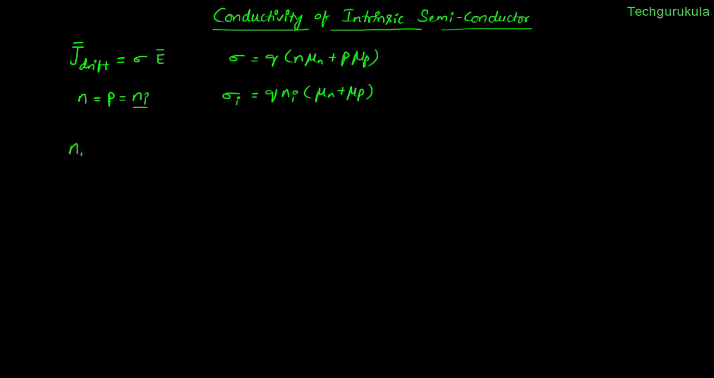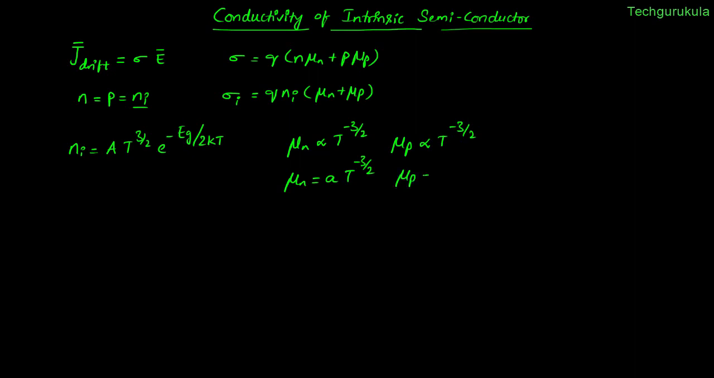ni is represented as some constant A times T power 3 by 2 times e power minus Eg, the energy band gap, over 2kT. We have derived this expression in previous videos, so I'm directly taking this expression from there. And mu n and mu p both depend on temperature with T power minus 3 by 2. For mu n, I'm taking the proportionality constant to be some constant A, and we have T power minus 3 by 2 here. And similarly for mu p, I'm taking some constant, let's say B times T power minus 3 by 2.